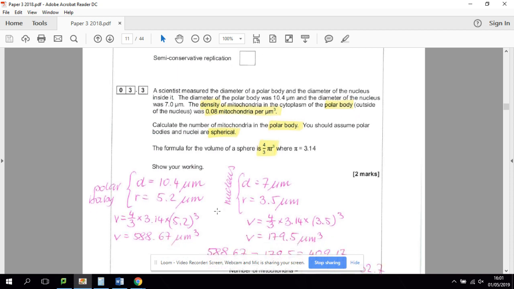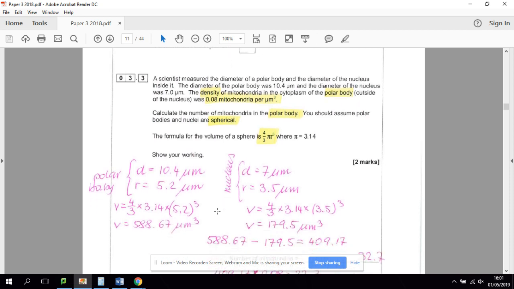So the calculation follows as. My advice is always write down everything they told you. As you can see here, I wrote down everything I know about the polar body, and the diameter. From the diameter, I work out the radius, just dividing this by 2. Same here. Then I use the equation they've given me for the volume of a sphere to work out the volume of the polar body and the volume of the nucleus. So I've got those two answers.